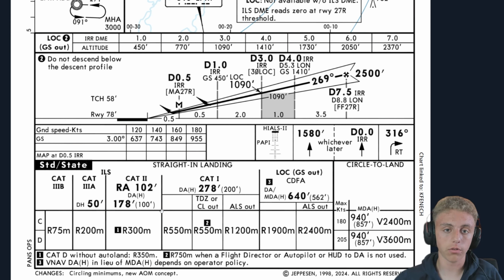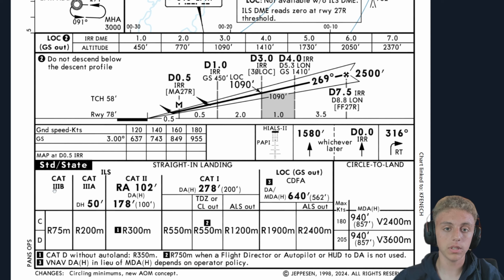The RVR for a category 2 is 300 feet. Usually this is used with autoland. And for category D aircraft without autoland, it is RVR 350 meters. For a category 3A, which is still low visibility but still a bit of visibility, your decision height, this is decision height now, not decision altitude, is 50 feet, and RVR 200 meters. You may not land if it is lower than 200 meters.